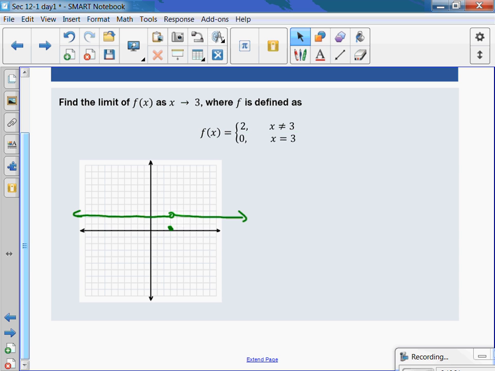Yes? I'm confused how you put the open dot on 3, 2. It's an open dot. No, I understand that. I don't understand why you put it. Because x is not equal to 3. f of x is only equal to 2 for all values of x other than 3. When x equals 3, a closed dot goes right there at 0.